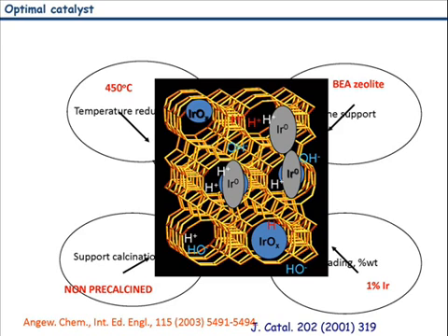We looked for the nature of the support, and we found that beta zeolites, and I'll show you how many supports we have investigated, was the best one. We looked for the calcination of the support, if it has an effect or not, and we found that a non-precalcined support works best, and we looked for the loading. Keep in mind, we are still doing hydrogenation of prostaglandins here. And what we found is it's 1%.